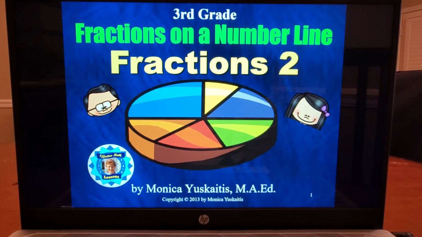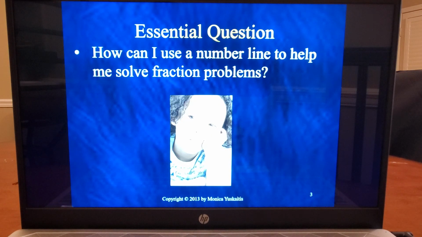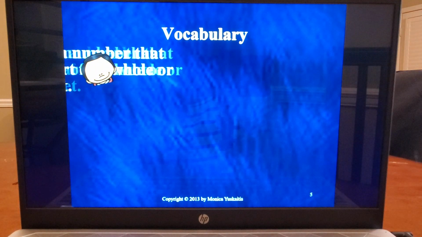This is Miss Sumners, and today we're going to talk about the standard 3.NF.2, which talks about fractions on a number line. So let's look at our objective for today: to be able to use a number line to help solve fraction problems. As we're going through this, we're going to be asking ourselves, how can I use a number line to help me solve fraction problems? Let's review a couple of vocabulary terms first before we get into number lines.